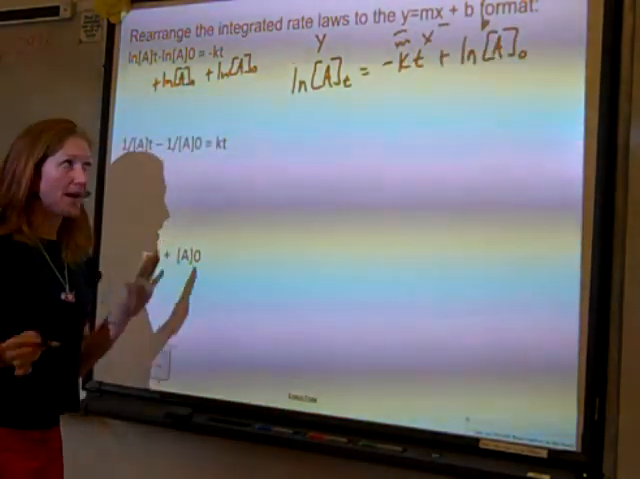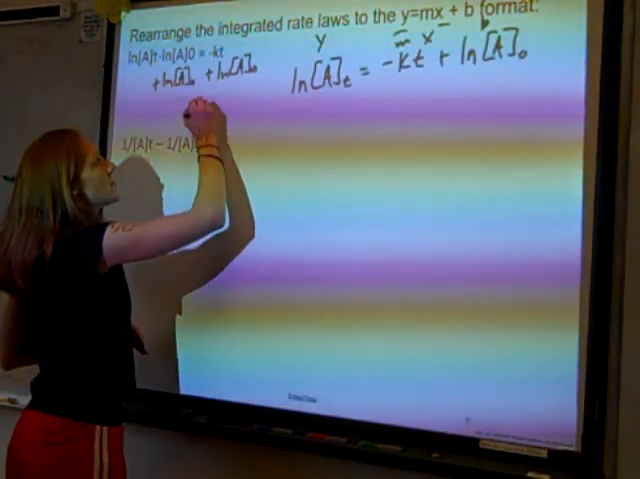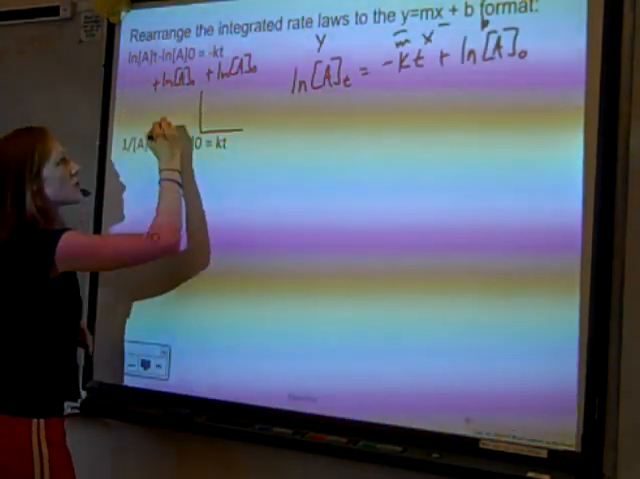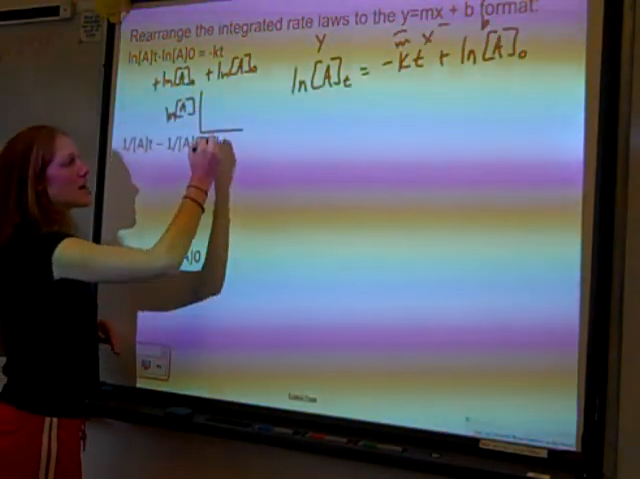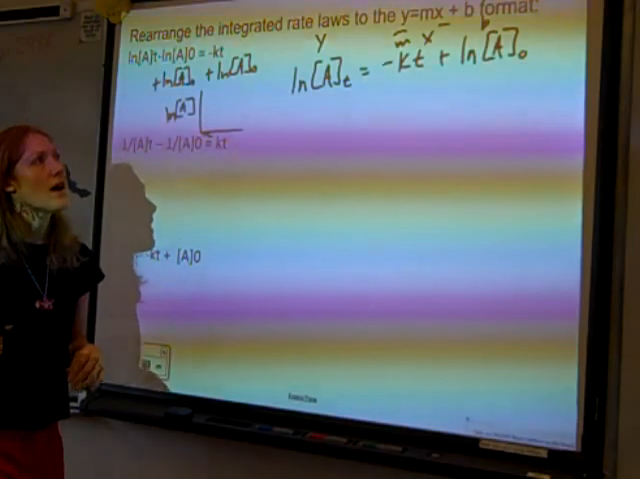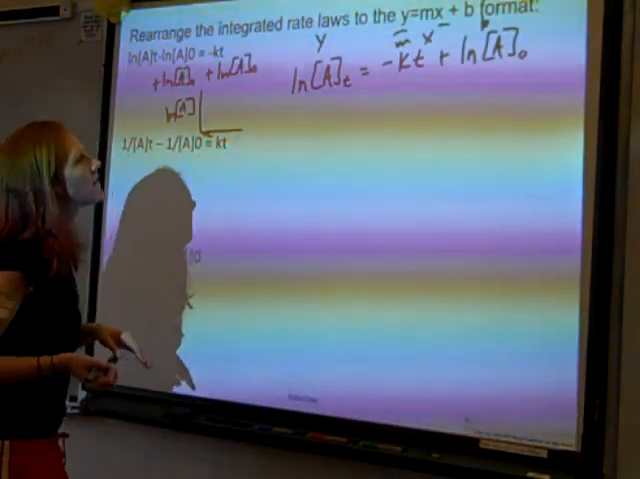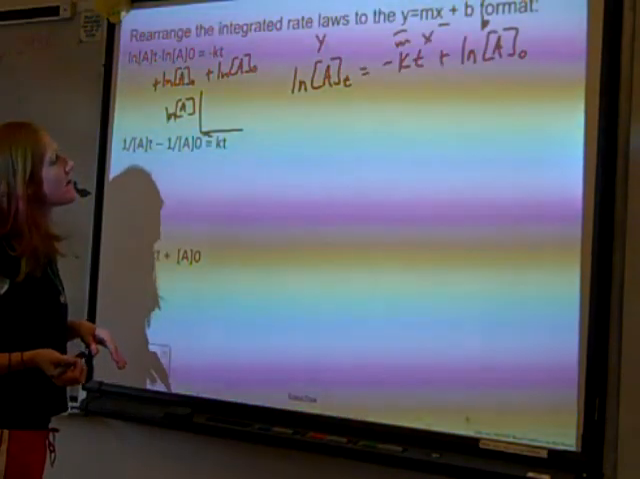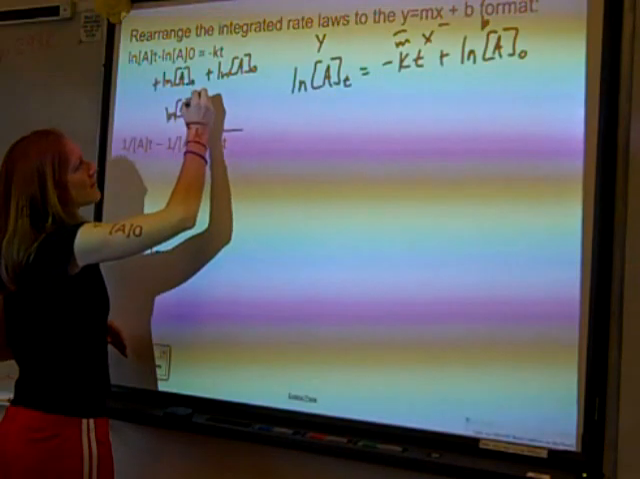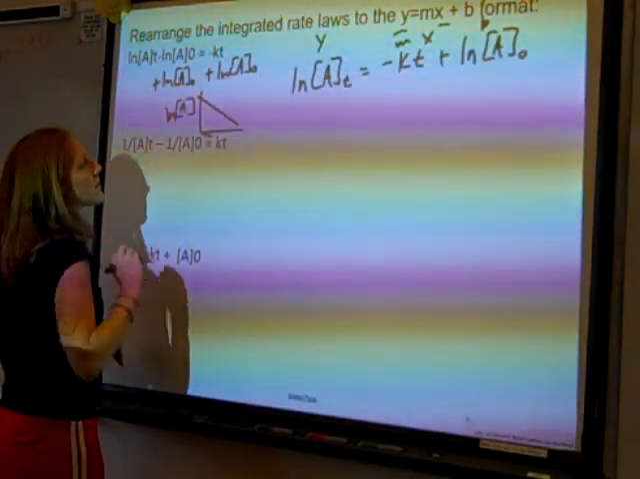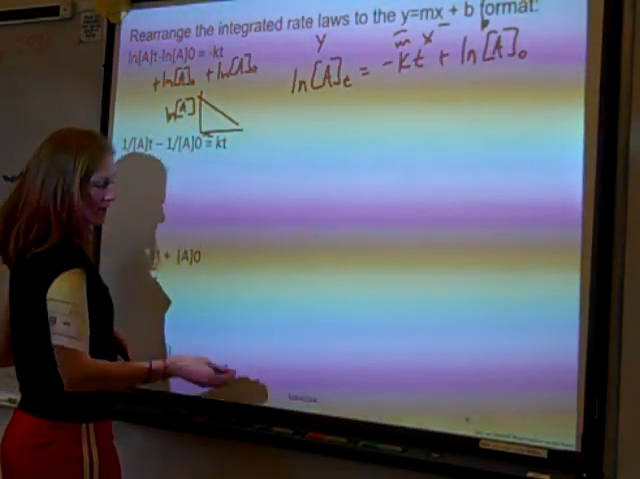So if I had a first order reaction and I plotted natural log of the concentration versus time, then I would get a slope that would be equal to negative k. And let's see, I would have an intercept that's going to be equal to 0. So I would have something going like that. Okay? And then this would be equal to negative k, whatever that slope is.